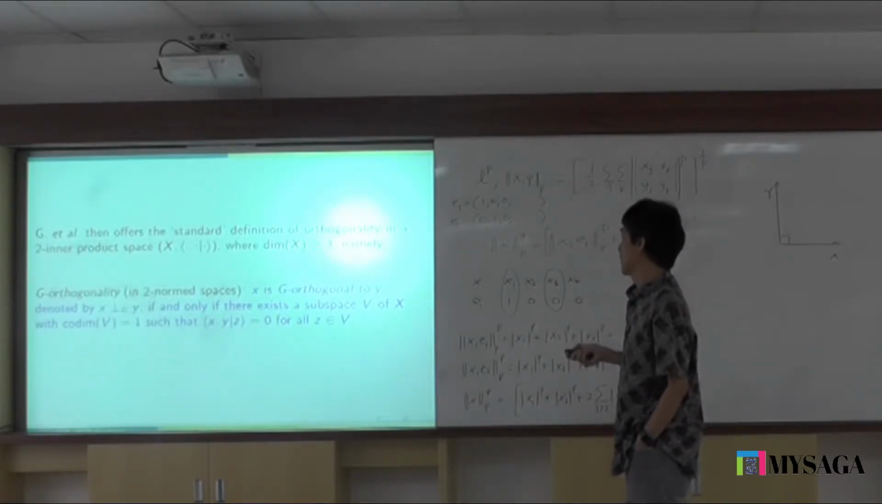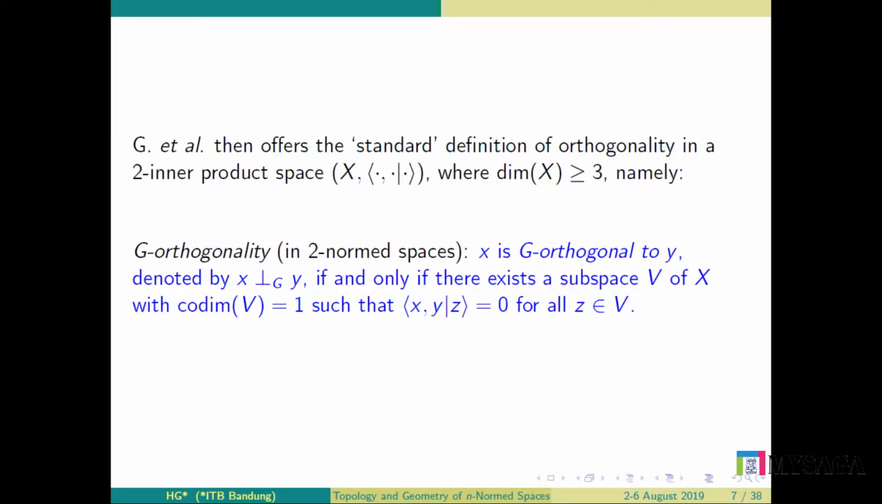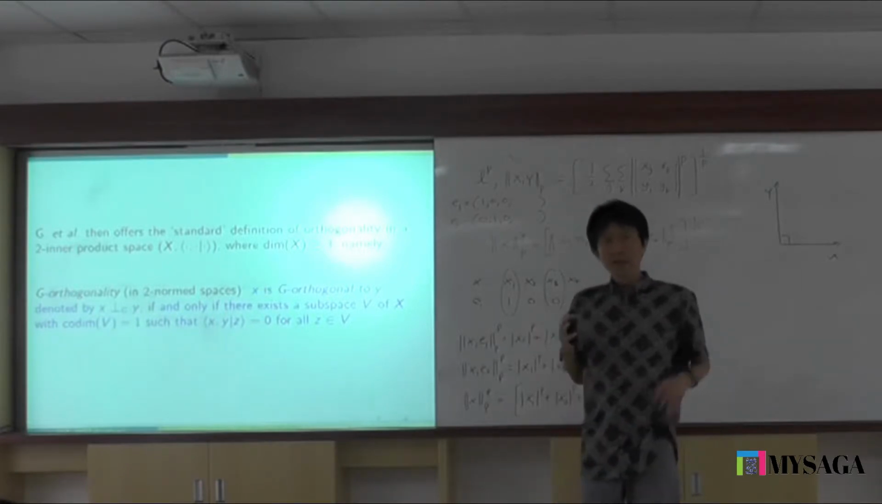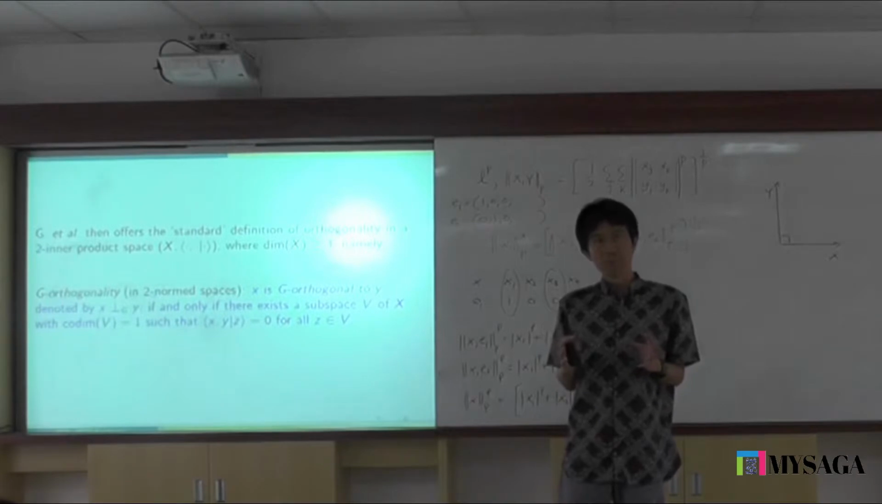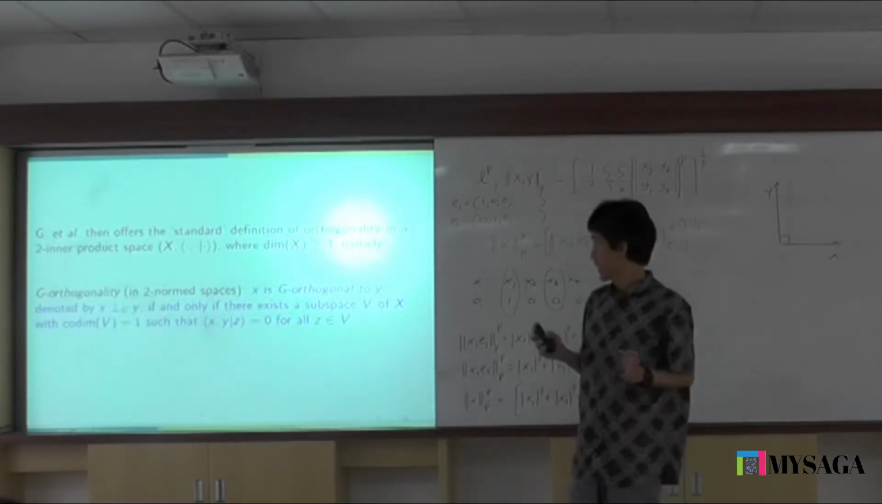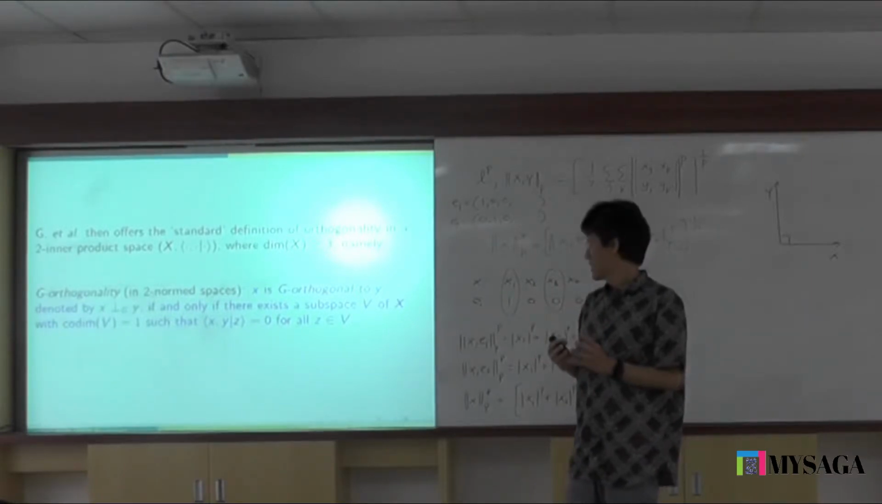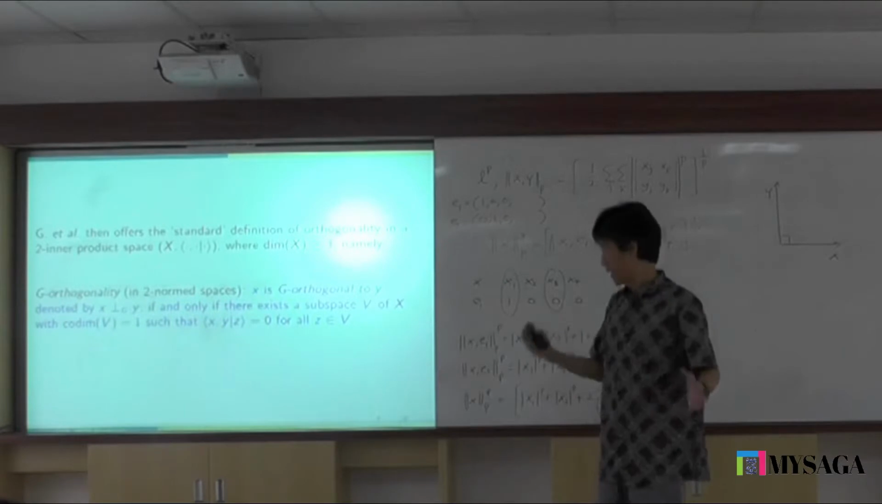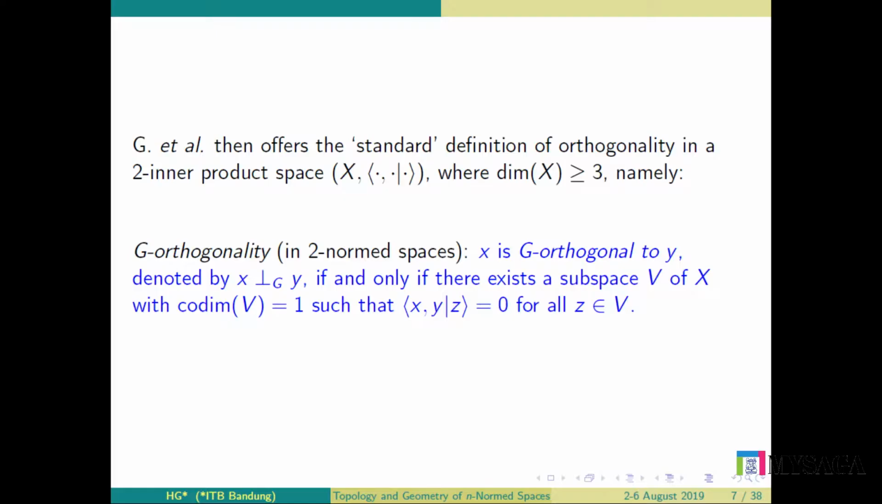So we define G-orthogonality in normed spaces as follows. Small letter x is G-orthogonal to y, denoted by this, if and only if there exists a subspace V of codimension 1. This is what we found. The right size of the set of testing vectors is one dimension less than the dimension of the space, such that the value of these two inner products is 0 for all z.